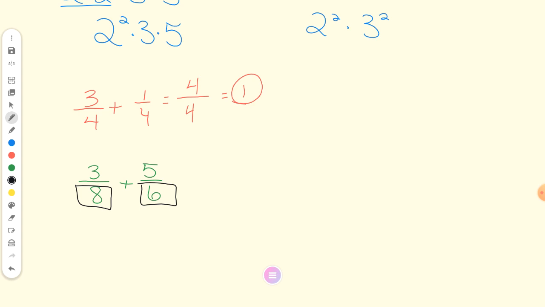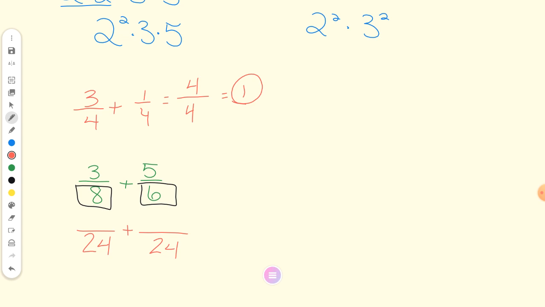Who can think of a number that 8 and 6 both go into? Jude? 24. Could we also use 48? Yeah, if you can't think of anything else, you can always multiply them together to get a common denominator. Okay, Jude said 24. Do they both go into 24? Yeah, so let's go with that one. So I'm going to show it right here. I need that to be a 24, and I need this to be a 24.